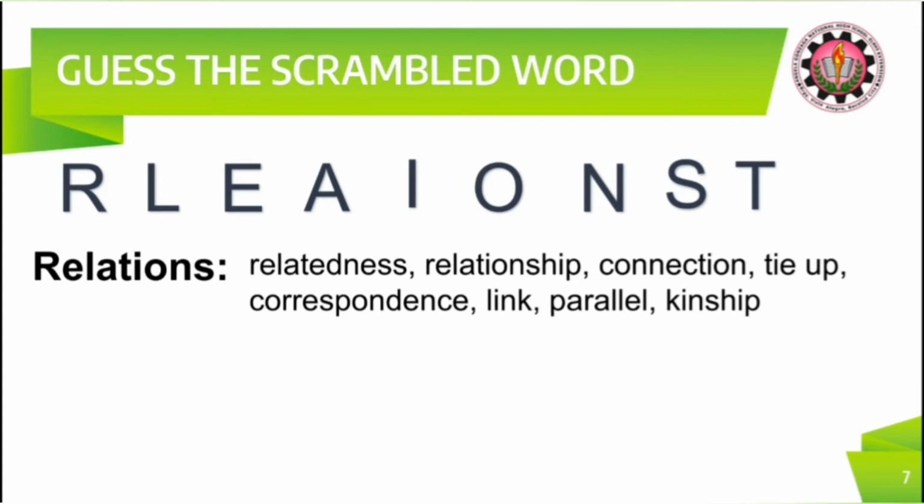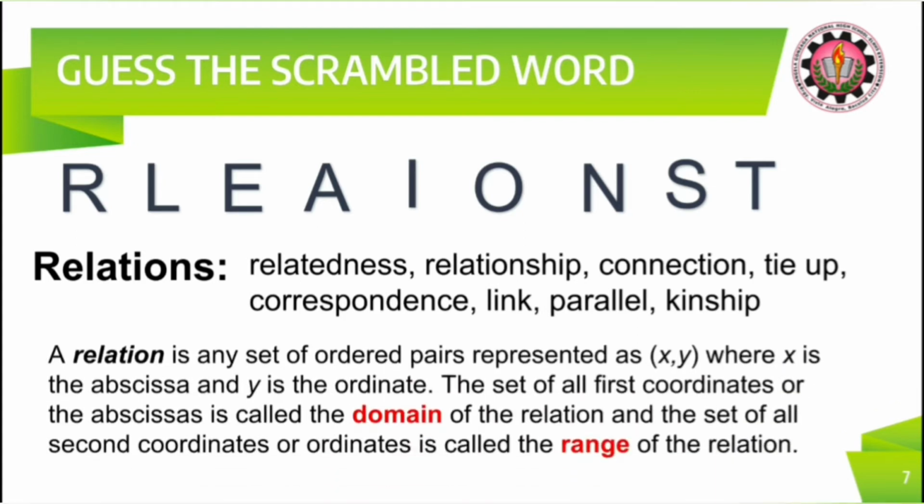In mathematics, we call it ordered pairs, represented as x and y, where x is the abscissa and y is the ordinate. The set of all the first coordinates or abscissas is called the domain of the relation, and the set of all the second coordinates or ordinates is called the range of the relation. So, lagi po nating tandaan na yung domain, ito po yung x natin. Ito yung first pair, first set ng pair natin. At yung range natin, ito yung y natin.